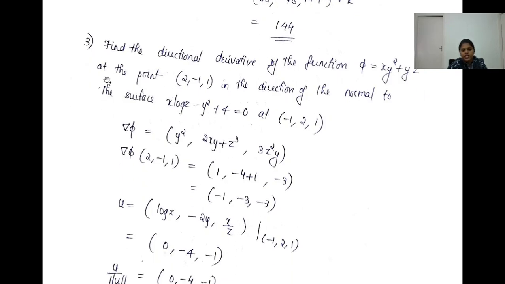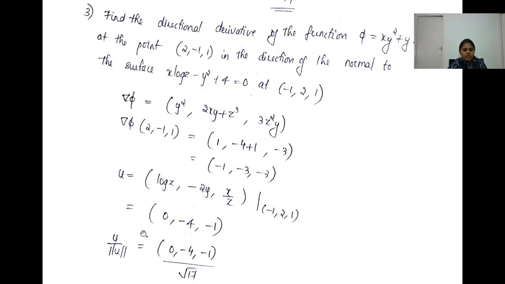Now u is given by the normal vector to this surface, and the normal vector to this surface is its gradient. So the components will be log z, then minus 2y, and differentiating with respect to z you will get x by z. Now the direction is the normal at the point (minus 1, 2, 1). So evaluate u at the point (minus 1, 2, 1). So we will get u as (0, minus 4, 1). Now find the corresponding unit vector.